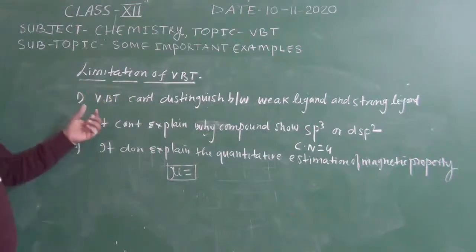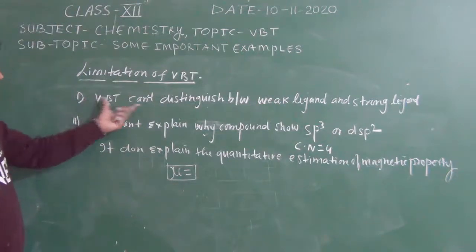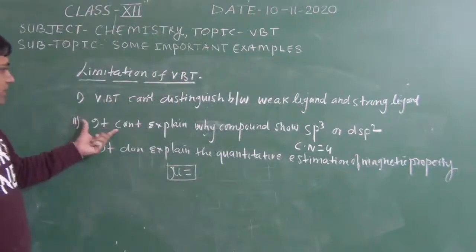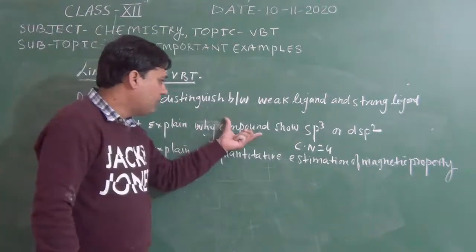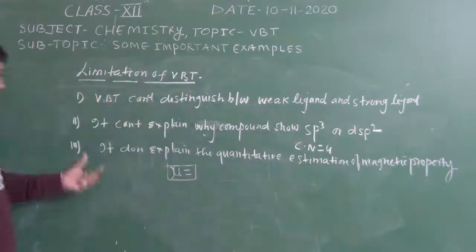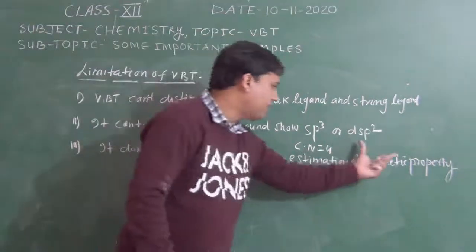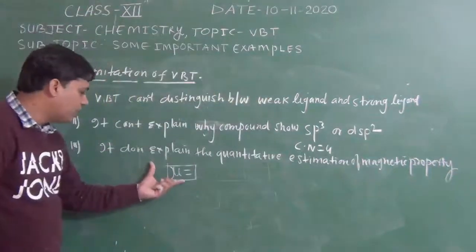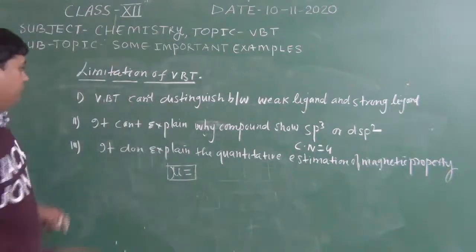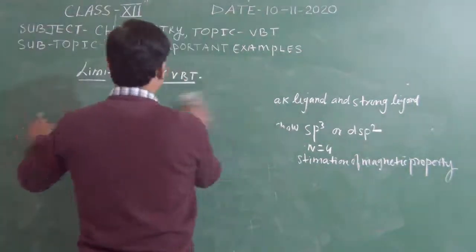I am going to explain one more time. Valence bond theory cannot distinguish between weak field ligand and strong field ligand. It cannot explain why the central metal in a particular compound has sp3 or dsp2 hybridization with coordination number 4. It does not explain the quantitative measurement of magnetic property, that is, it is unable to calculate the value of mu.